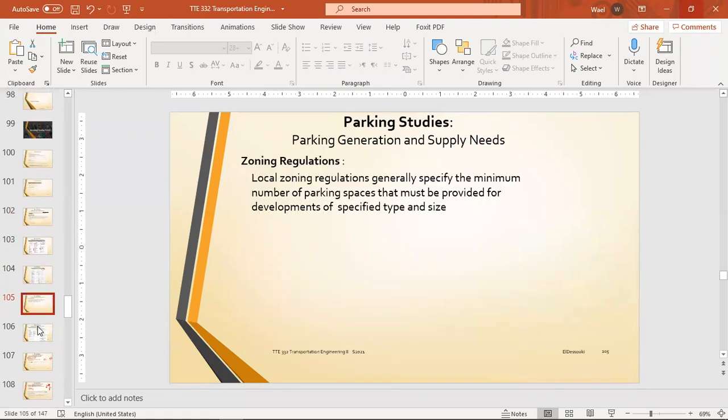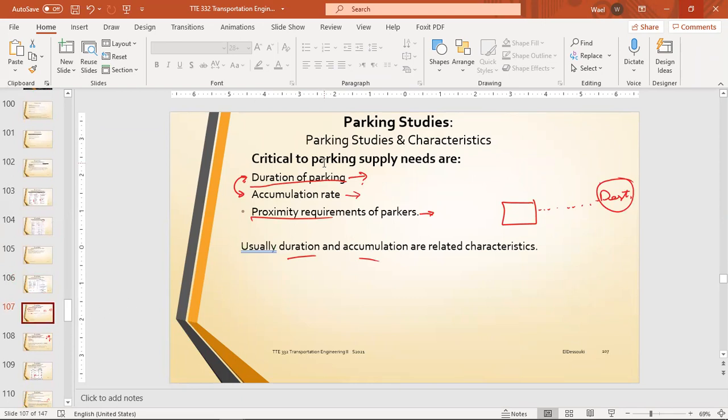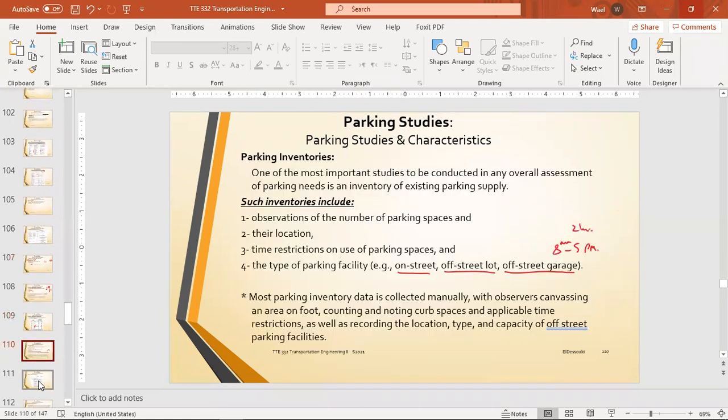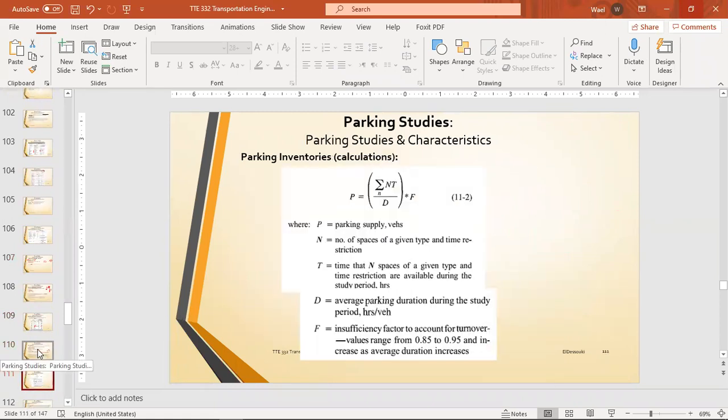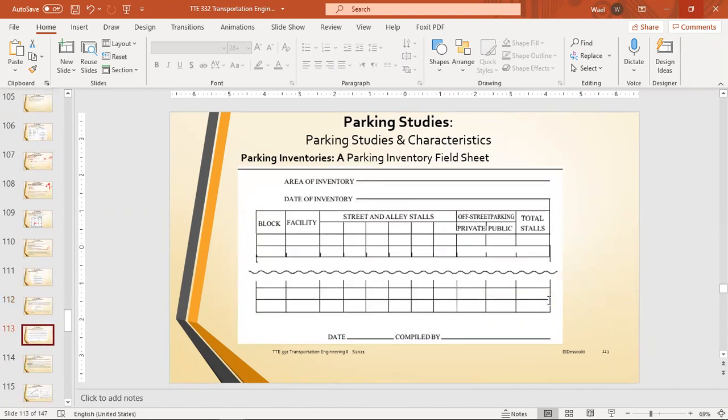Then we moved on to the parking studies. We mentioned that the parking supply needs are duration of parking, accumulation rate, and proximity requirements of parkers, and we came to parking inventory calculations. The parking inventory calculation was defined by this formula, which is basically the summation of the number of parking slots multiplied by the time span it's available, divided by D. D is the duration, multiplied by F, which is the inefficiency factor. This accounts for turnover, and its values range between 0.85 to 0.95.